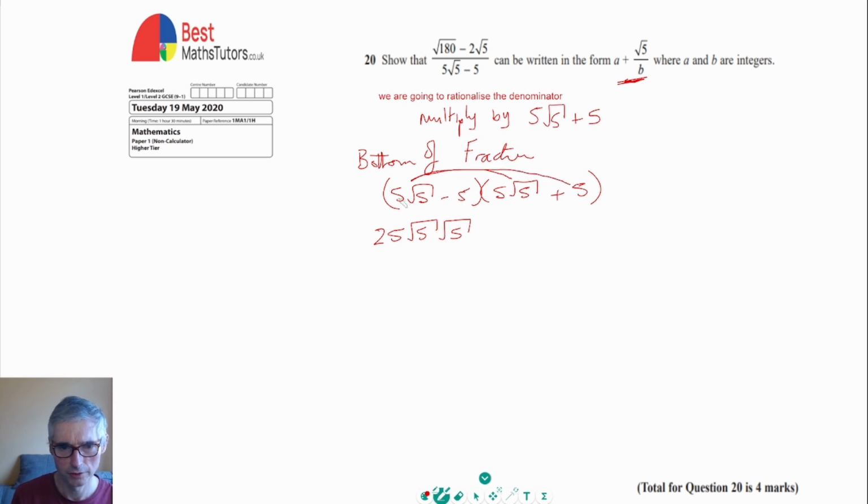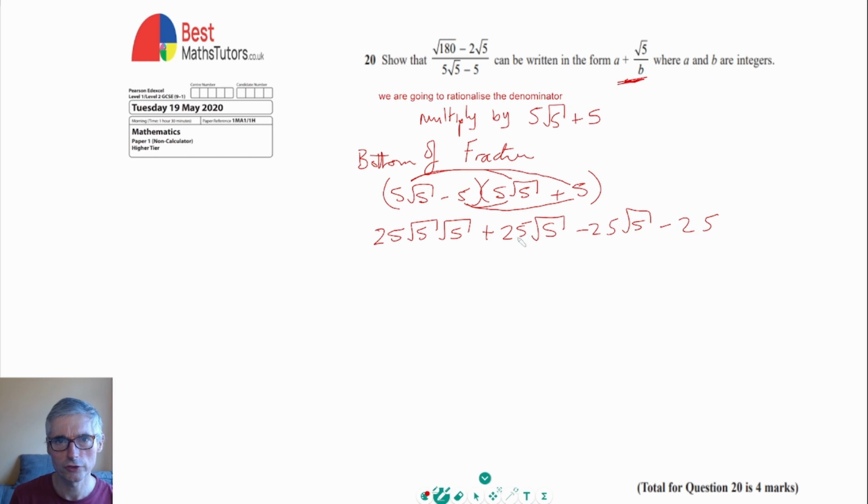Then I'm going to do 5 root 5 times positive 5. So 5 times 5 is 25, and then that's root 5. Now I'm going to do the minus 5 times 5 root 5. That gives us minus 25 root 5. And now minus 5 times positive 5. Since I've got a minus times a plus, I've got minus 25 there. So I'm going to tidy all this up a little bit.